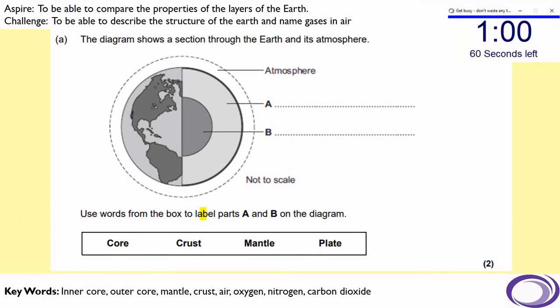So let's have a go at a practice question on this. The diagram shows a section through the Earth and its atmosphere. So it's like a cross section, like they've taken a piece out of the Earth, like a cake. We have the atmosphere labelled, and then we have two sections, A and B. They'd like you to use the words from the box to label parts A and B on the diagram. And I'm going to give you a minute to do so.